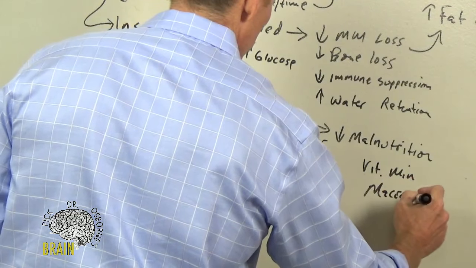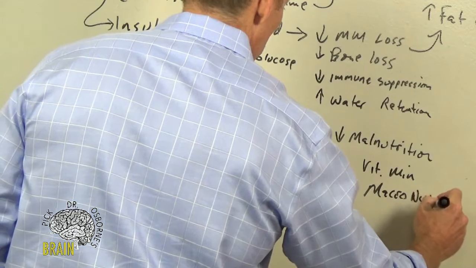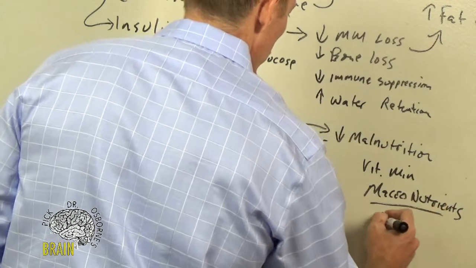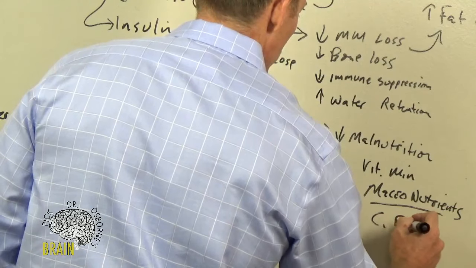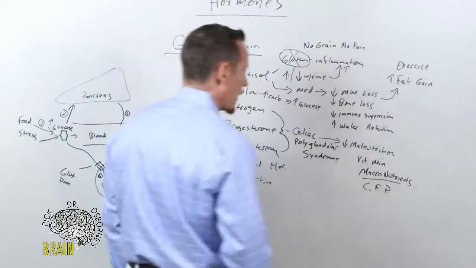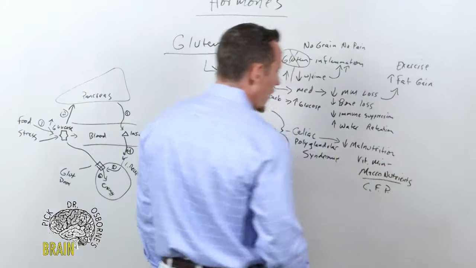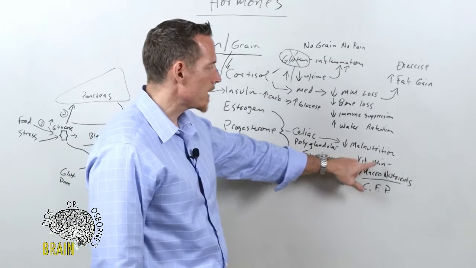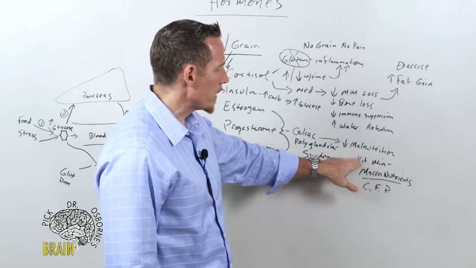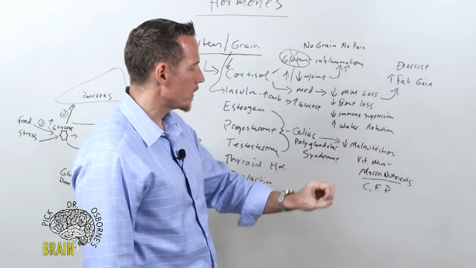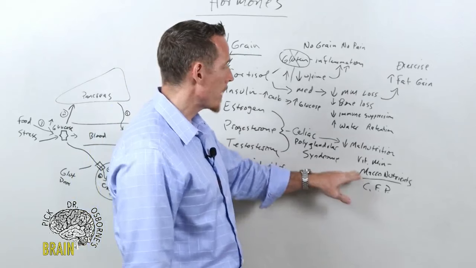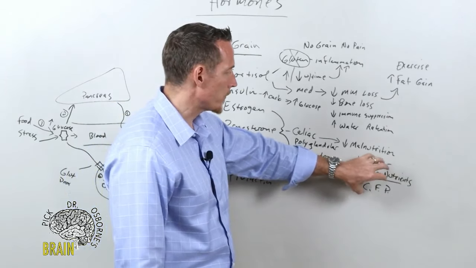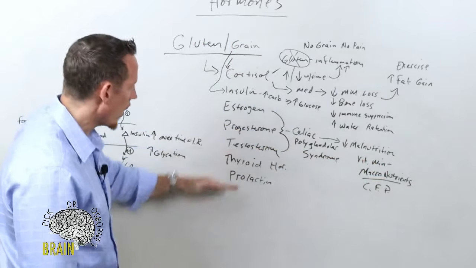I don't know if you've ever studied this before in school or biology. Macronutrients are carbs, fats, and proteins. That's what they are. Vitamins and minerals are your B vitamins, your vitamin C, your fat-soluble vitamins like A, D, E, and K, your minerals. Vitamins and minerals are called micronutrients, meaning they're very small. Your macronutrients are your carbs, fats, and proteins. Well, understand that these are the fundamental building blocks to all of the hormones.